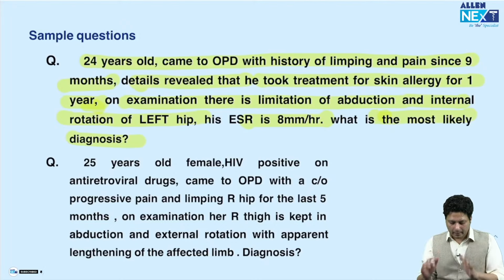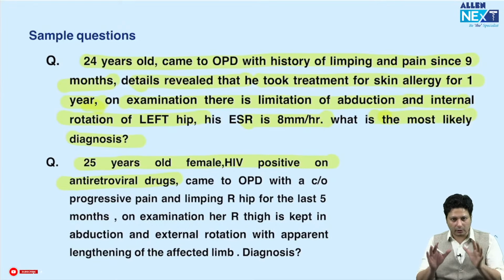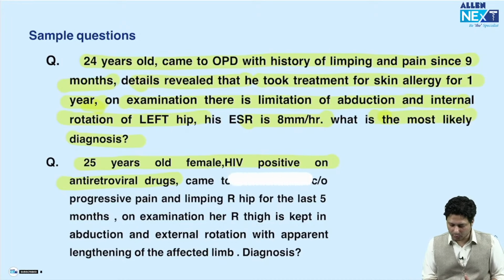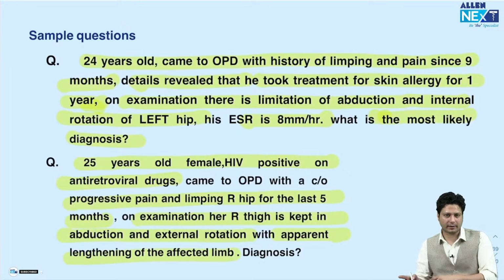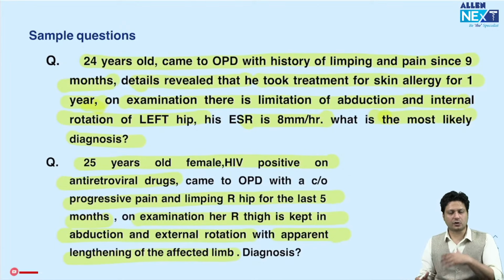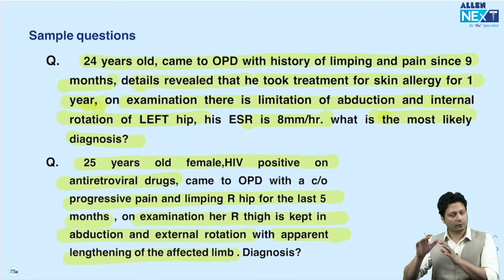On the other hand, there is another question: a 25-year-old female, HIV positive, on antiretroviral drugs. Antiretroviral drugs also result in osteonecrosis. But if you read the question, she came to OPD with progressive pain and limping for the last 5 months. On examination, the right thigh is kept in abduction and external rotation with apparent lengthening of the affected limb. That means these are the stages of synovitis in tuberculosis of the hip joint, and the answer goes in the direction of TB hip.